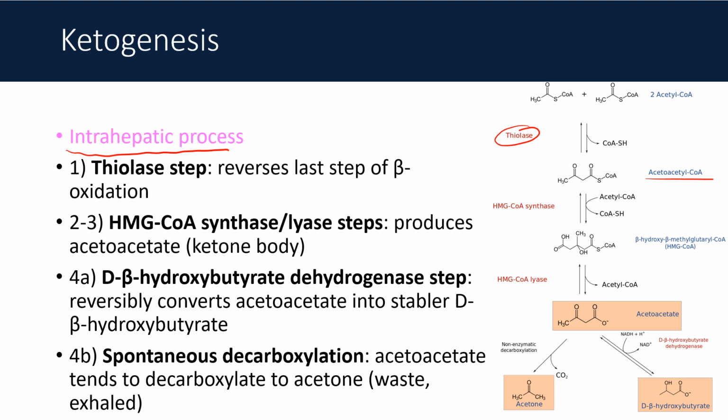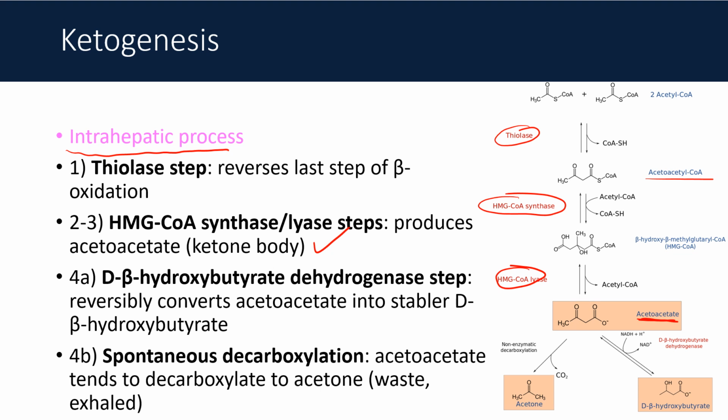The next two enzymes, HMG-CoA synthase and lyase, will help remove the coenzyme A from this intermediate to form acetoacetate. So after we do this and we do that, we will end up with a ketone body, shown in this orange box. Check.